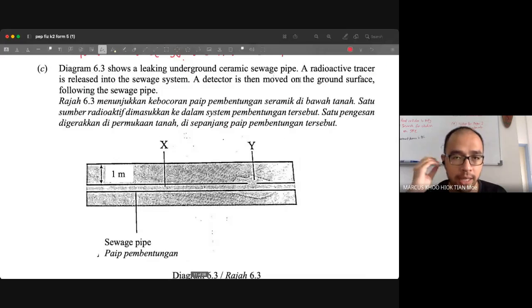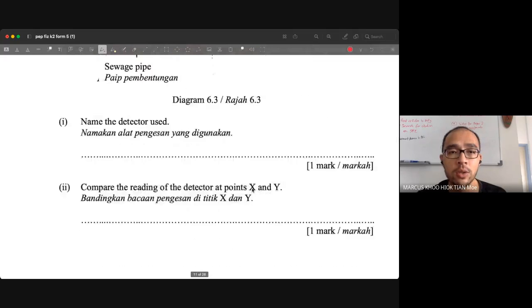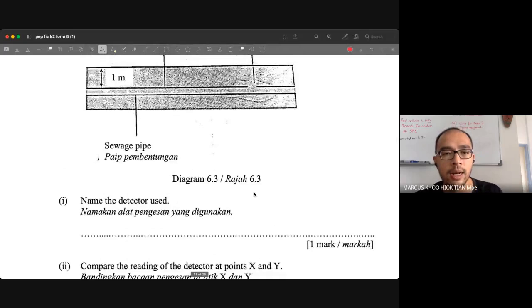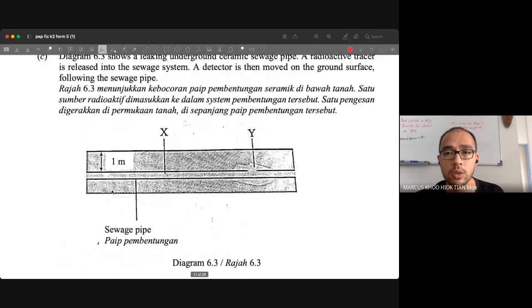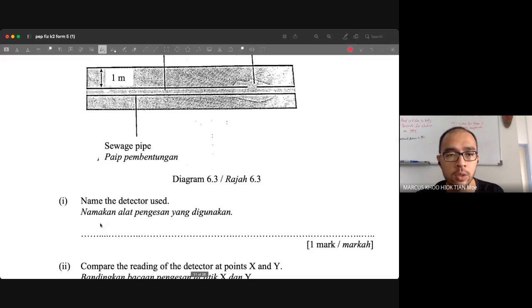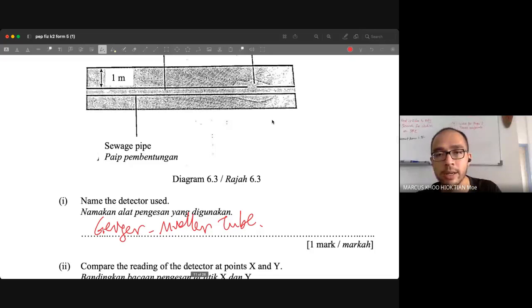Show a leaking underground, yada yada. Okay, we have 6 bahan X over here. There's no leakage. On Y, there is leakage. So the detector that is used, because this is underground, we will call this a Geiger Muller tube. Geiger Muller tube sahaja saya terima.